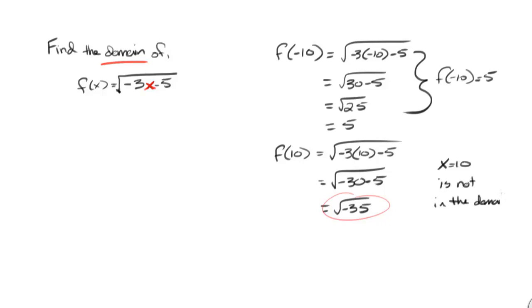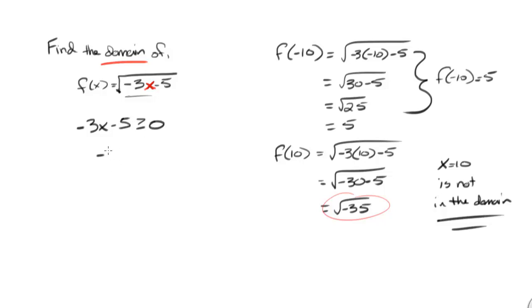Now we could spend hours finding all of the values that work and don't work, but an easier way of doing this is saying, well, what we need is we need this expression under the radical to be bigger than or equal to 0, or non-negative is another way of saying that. So what we'll do is simply set up an inequality to find that. When will negative 3x minus 5 be bigger than or equal to 0?